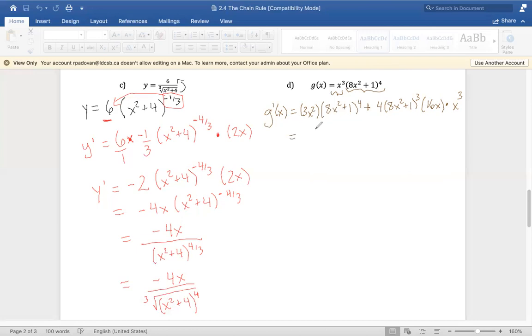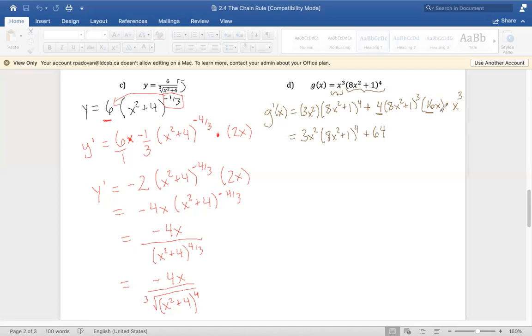So here I would have 3x squared. There's really not much I can do with that. And then I have the 8x squared plus 1 to the power of 4. Again, not much I can do with that right now. And then adding to that, I have my 4 and I have my 16x here. So I could do 4 times 16, right, would be 64.